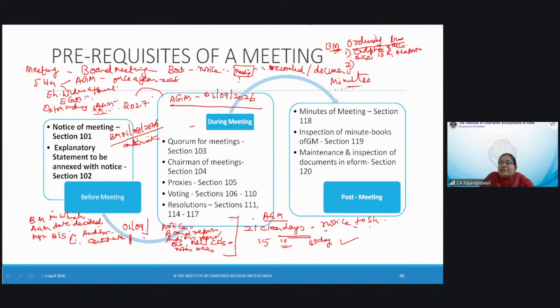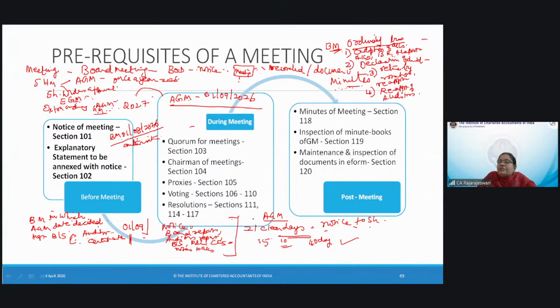So what are the ordinary businesses that are taken? There are four businesses, and we do them in the same order only. We don't change the order. First one, adoption of accounts. Second one, if the company wants to declare a dividend, then declaration of dividend. That is considered an ordinary business because it is a routine business. The third one, if a director retires by rotation and is eligible for reappointment, you reappoint the director. That will be the third agenda. And the fourth agenda is reappointment or appointment of auditors and fixing their remuneration.